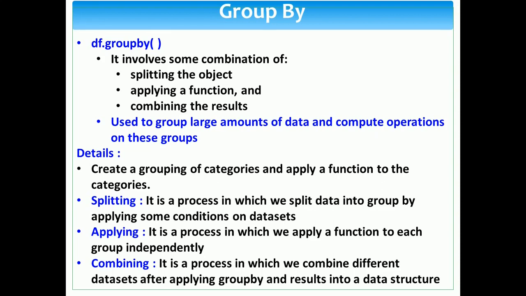Then applying is a process in which we apply a function to each group independently. So essentially you have created a group of categories, then you apply a function. First you have done the splitting, then you have applied, and then as the last step you need to do the combining. Combining is a process in which we combine different data sets after applying group by and put the results into a data structure. That is what people do as part of data science when we use Pandas for the group by activity.